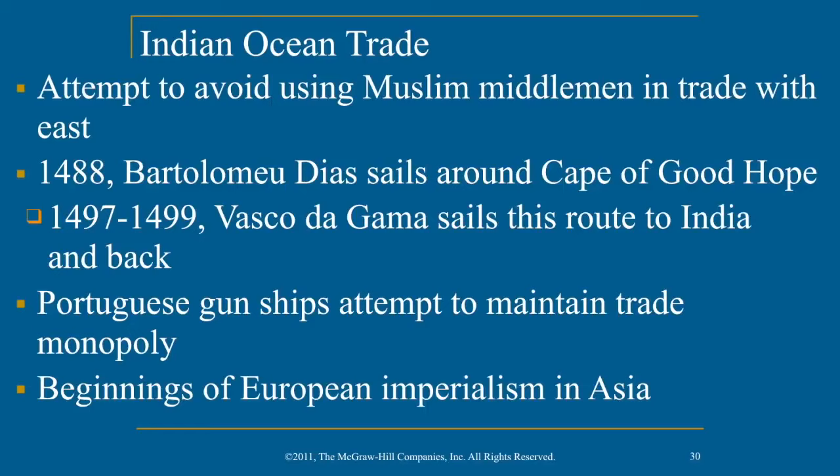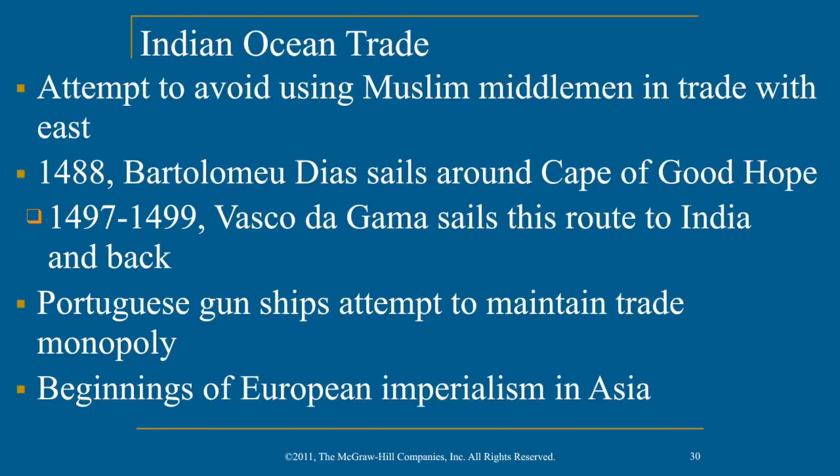Portuguese gunships, because of gunpowder, attempt to maintain a trade monopoly. If you were Portuguese, what you decided to do is go, we've got this whole trade route set up, but once the Europeans find out that we're doing this, they're all going to try to jump on our trade route. So we need to use that new gunpowder stuff that's been shown to us. We're going to use the guns on our boats, and we're going to shoot anybody who tries to move in on our territory. This is the beginnings of European imperialism in Asia. We're going to see Europeans show up in Asia and believe that they run the place and that they should have better treatment as they go throughout time.